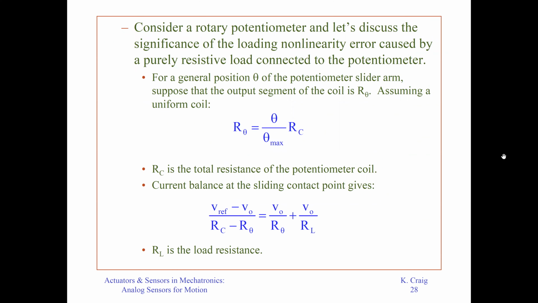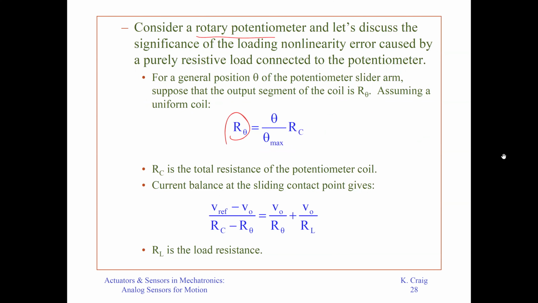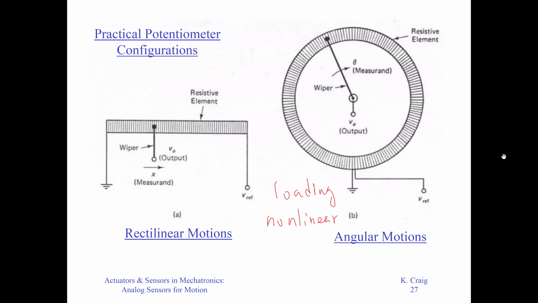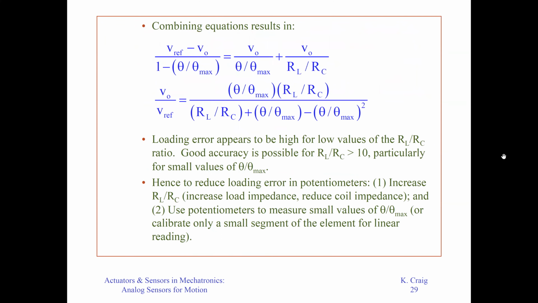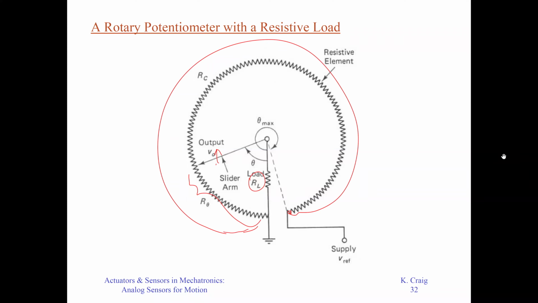Let's assume, using this rotary potentiometer as an example, that when you have a position theta in here, then your resistance is R theta. Theta max is the full range, and RC is the whole thing here. I have a picture next. Here it is. This is a load. This is an arm you move. This is the angle theta. This part is R theta. The whole part is RC.